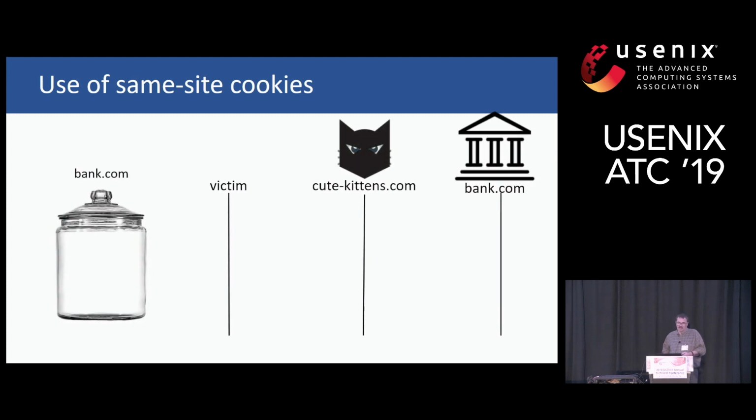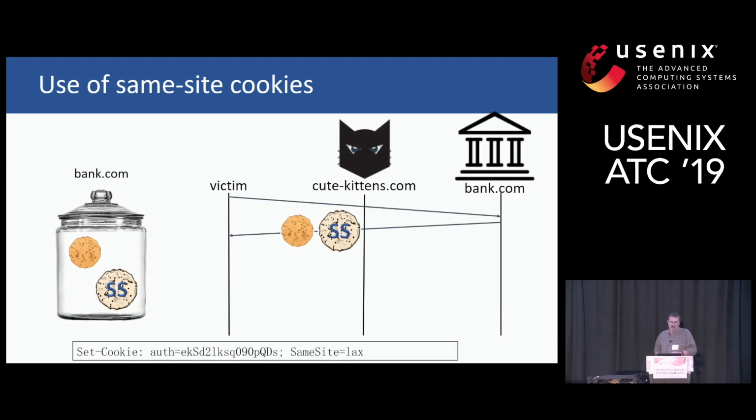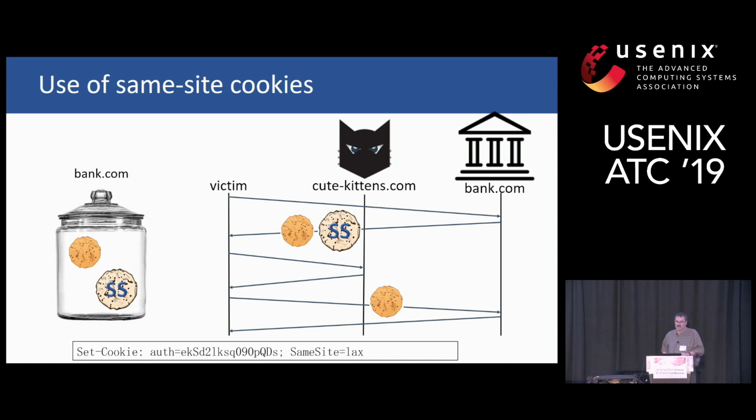In practice, if you look at the example again, a victim could go to the bank and get cookies, but the same-site cookie policy attribute would then not allow cute kittens in this example to take advantage of that information, and subsequently it would not be possible to have that malicious behavior. I mention cross-site request forgery here as a sort of pedagogical example.